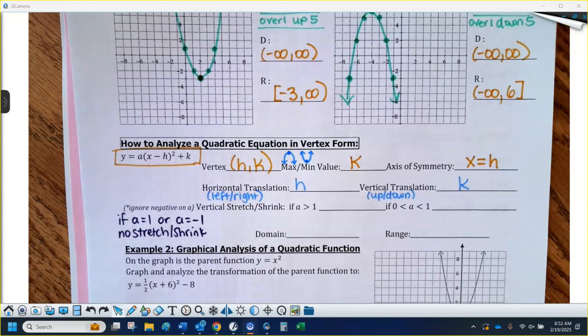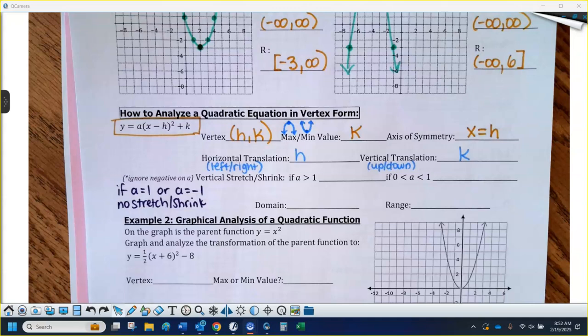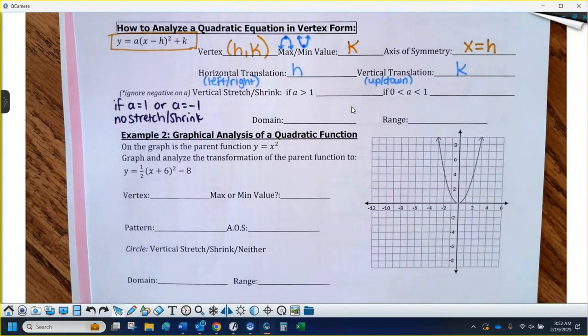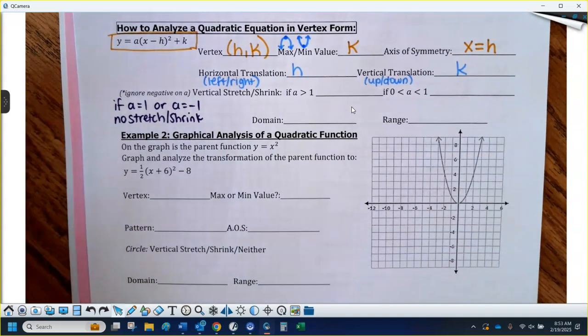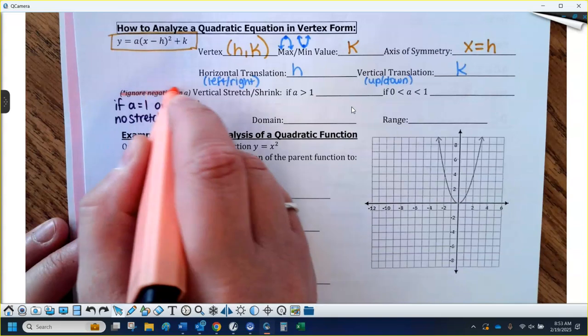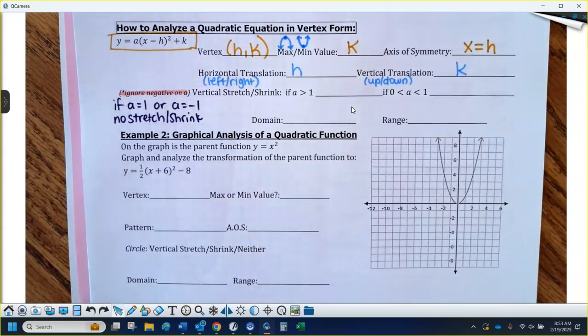Here, let me slide this up just a little bit. If you look down to my next example, I have a 1/2 in front of the parentheses, then you have a stretch or a shrink. If I have a 2 in front of the parentheses, then I have a stretch or a shrink. And that's what these numbers are. And it does say that you can ignore whether the a value is positive or negative. The positive just goes right side up, negative makes it go upside down, but it doesn't affect the width of the graph.